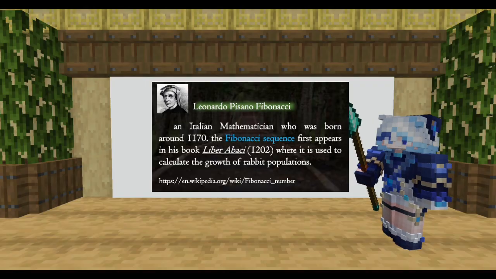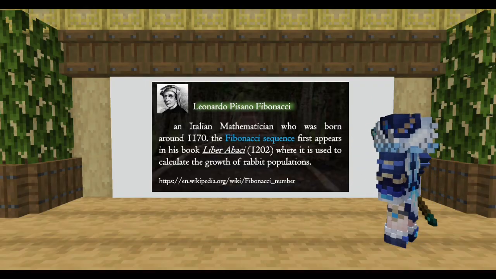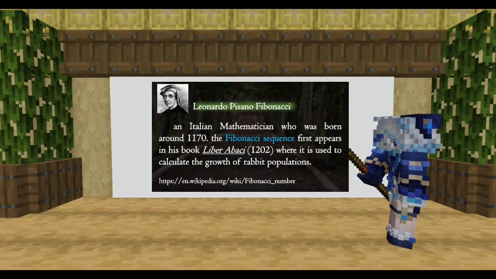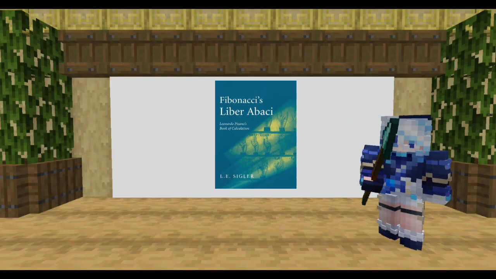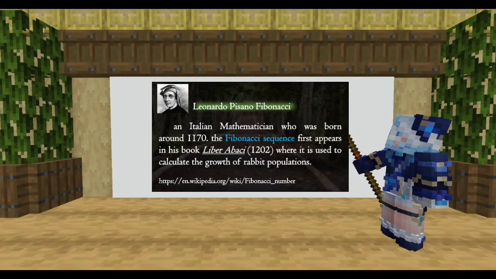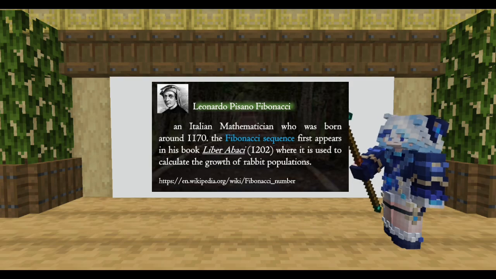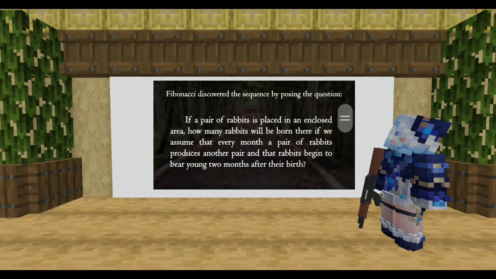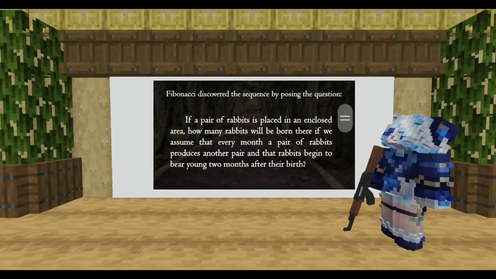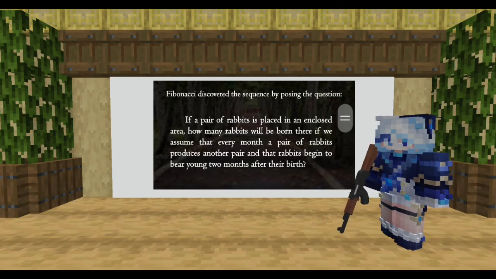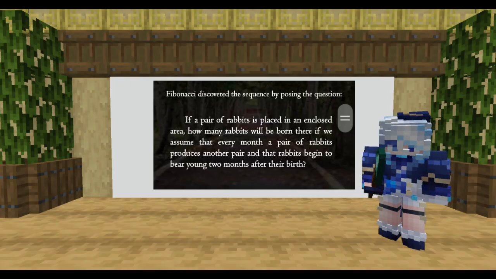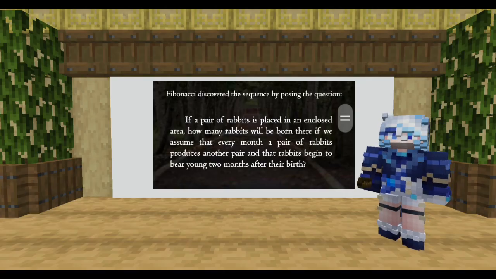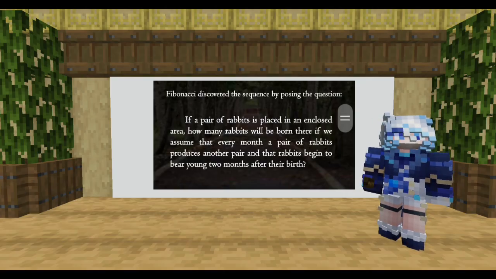Leonardo Pisano Fibonacci was an Italian mathematician who was born somewhere around 1170s. The Fibonacci sequence first appears in his book Liber Abaci, where it is used to calculate the growth of rabbit populations. He discovered the sequence by posing the question, if a pair of rabbits is placed in an enclosed area, how many rabbits will be born there if we assume that every month a pair of rabbits produces another pair and that rabbits begin to bear young 2 months after their birth.